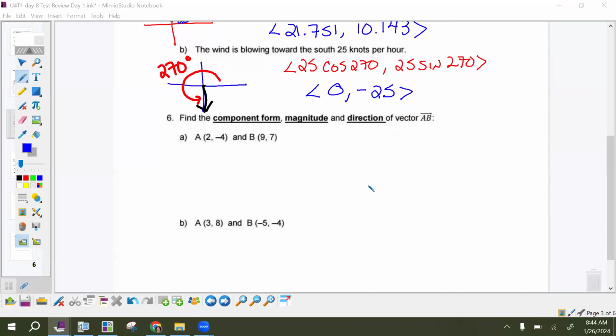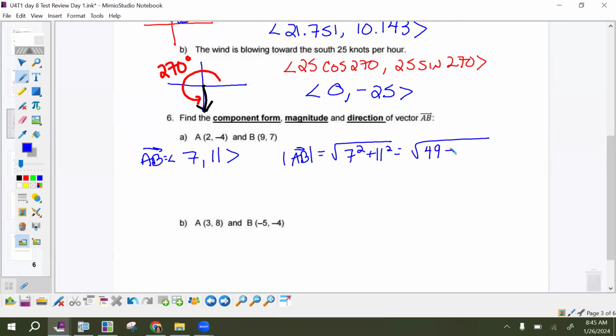All right, more component form, magnitude, and direction. 9 minus 2, 7 minus -4 is 11. So that's quadrant 1, that's nice. So the magnitude, square root of 7 squared plus 11 squared. Again, I'm going to leave my answer exact. And then direction, because this is in quadrant 1, the tangent inverse will give me the actual rotation angle.